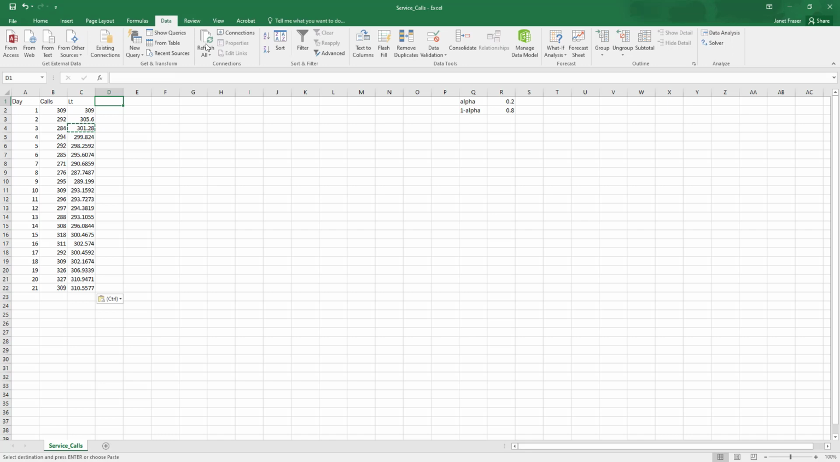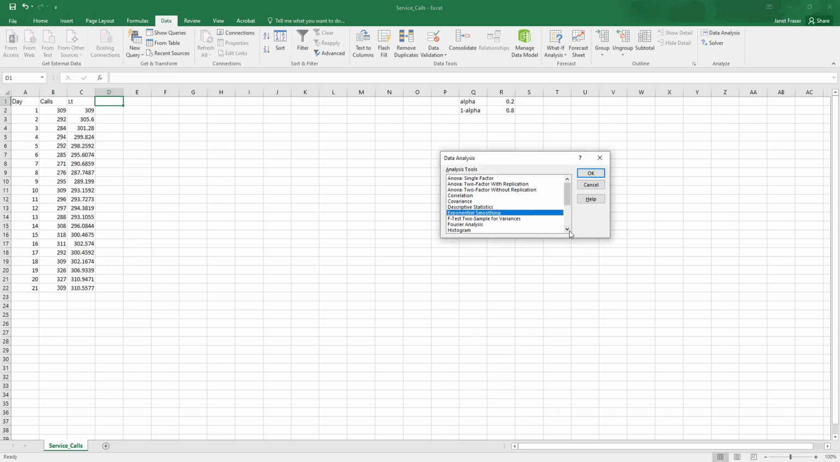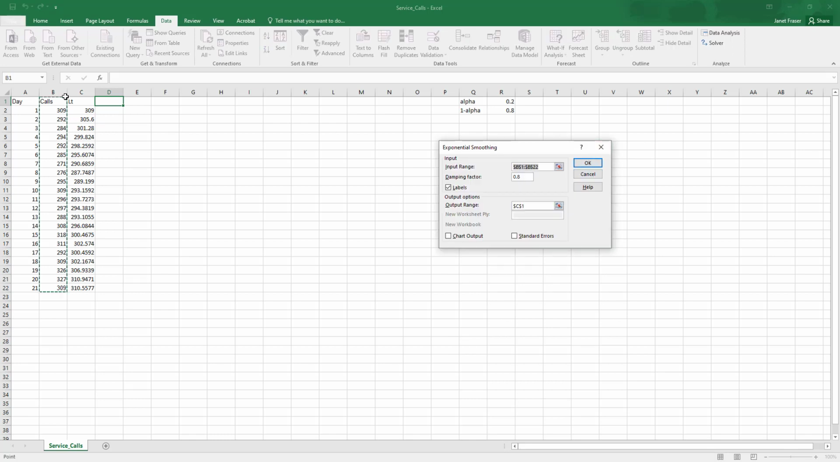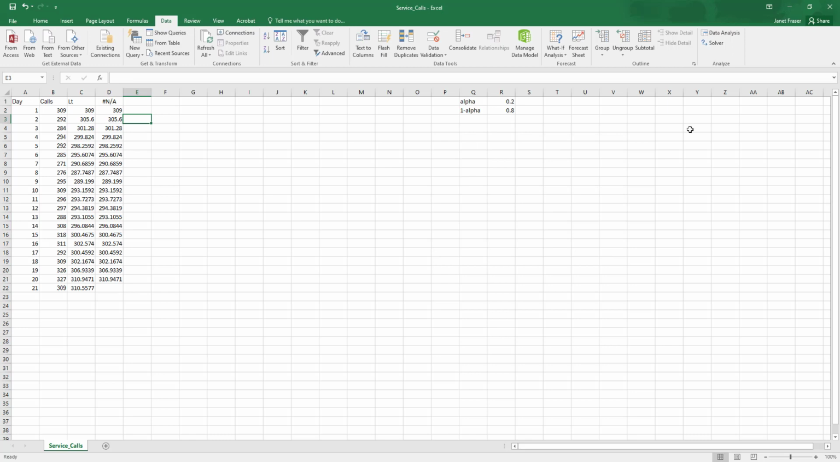Alternatively, you can go to the data tab, go to data analysis, and go to exponential smoothing, and just note moving average is hanging out down here too. So I'm going to open up exponential smoothing. My input range is going to be calls. The damping factor is that 1 minus alpha. So in this case, my damping factor is 0.8. And then I can change my output range to give me my output here. And look what happens. That's the exponential smoothing with a damping factor of 0.8 done for you in a few clicks.